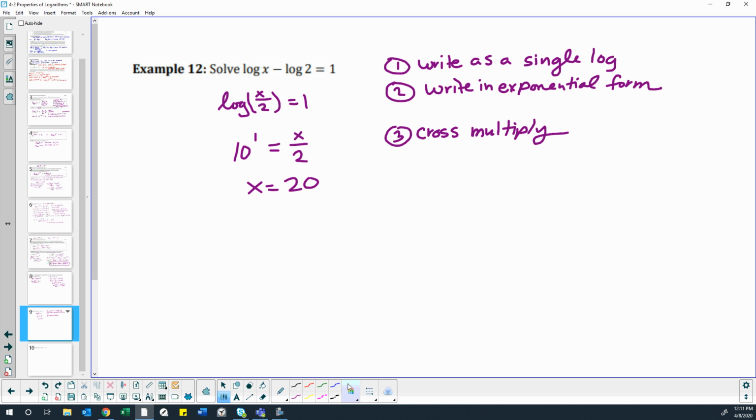Now here's a step we didn't have to do when we were solving exponential equations. You always have to check your answer. And the reason you have to check your answer is because it might be extraneous. We have to figure out if it's actually going to work in the problem. Because we can't take the log of a negative or 0.